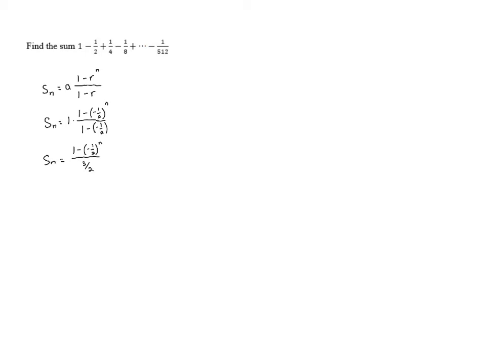Now if we look at the denominators, these are all powers of 2. In particular, for the negative 1/2, the denominator is 2 to the first. For the next one, it's 2 to the second. For the next one, it's 2 to the third. In fact, the original term, 1, we could write as 1 over 1, and that's going to be 2 to the 0 power. So we go all the way up to 1 over 512.